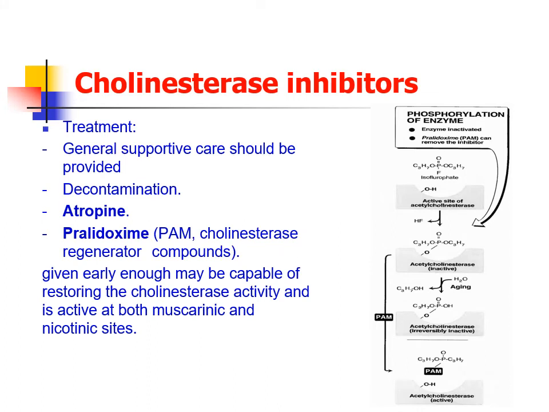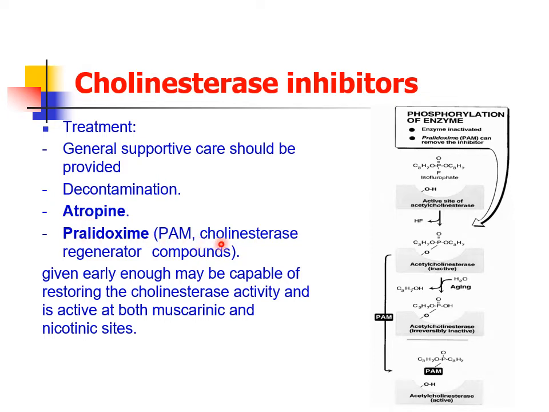Treatment of cholinesterase inhibitor toxicity: supportive care should be provided. Decontamination. Atropine will block the symptoms and signs due to muscarinic stimulation, because atropine is a muscarinic antagonist. However, atropine will not block the symptoms and signs due to action of acetylcholine on the nicotinic receptor.